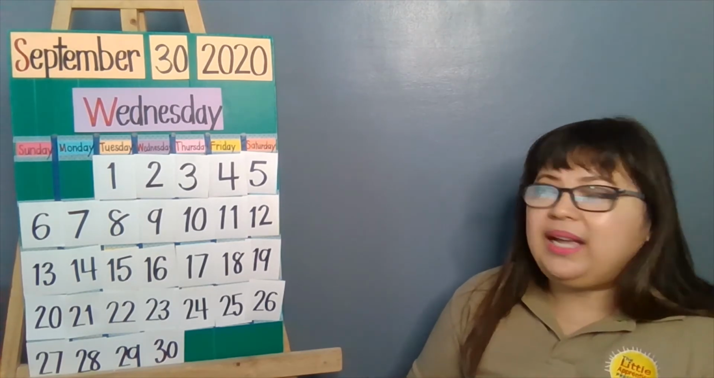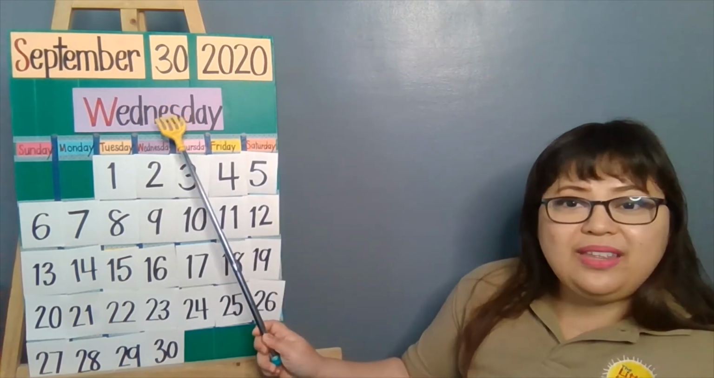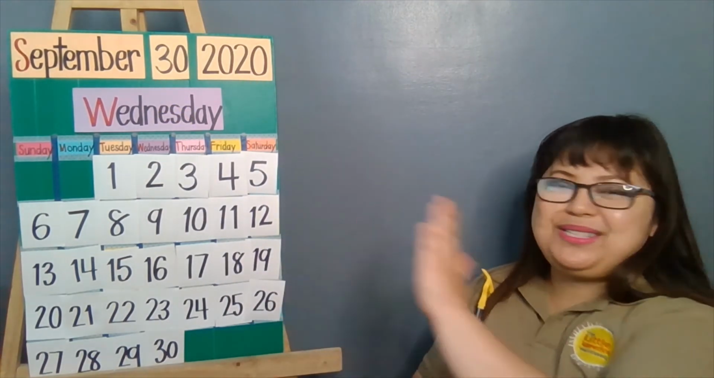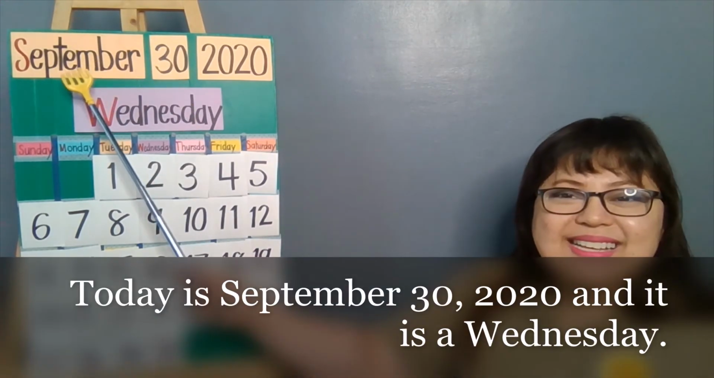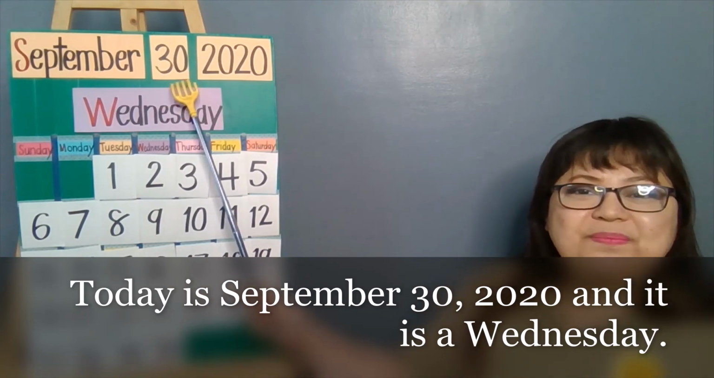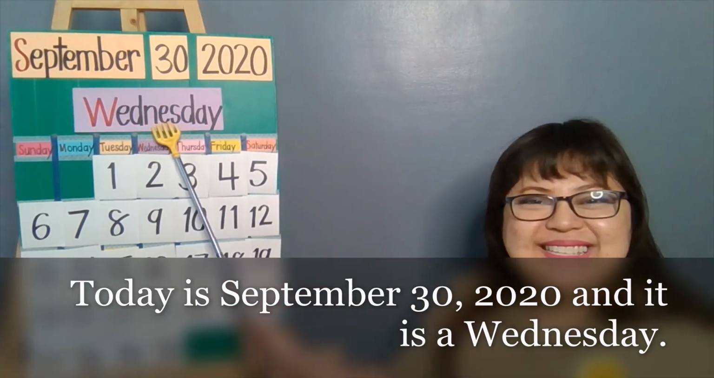And before we do that, can you please read together the date and the day for the last time in September together? Let's do it. Today is September 30, 2020, and it is a Wednesday.